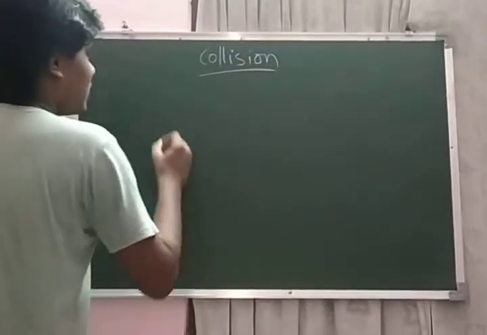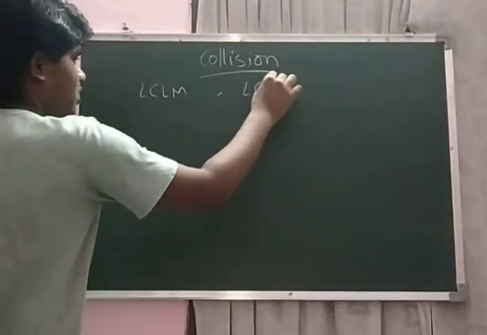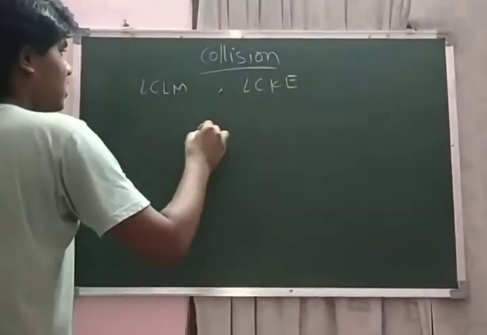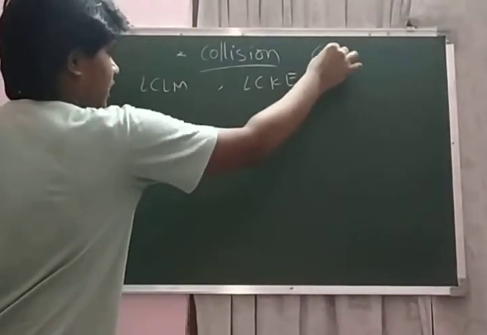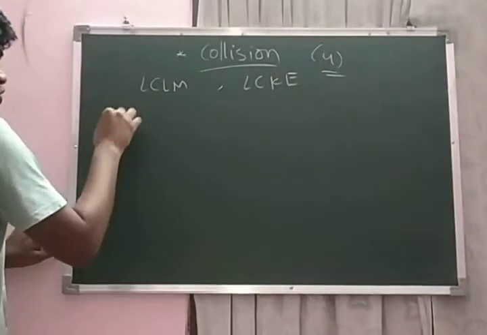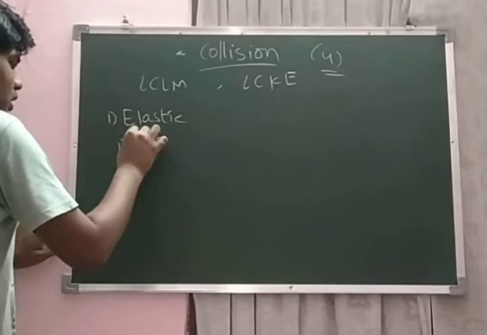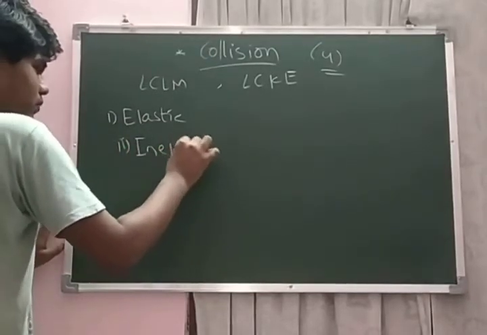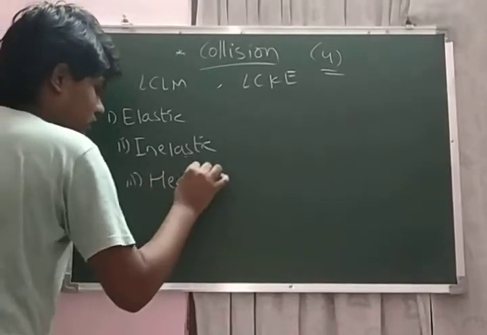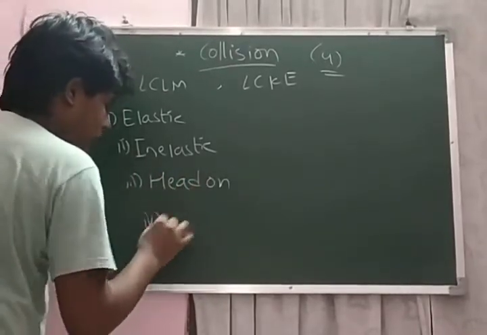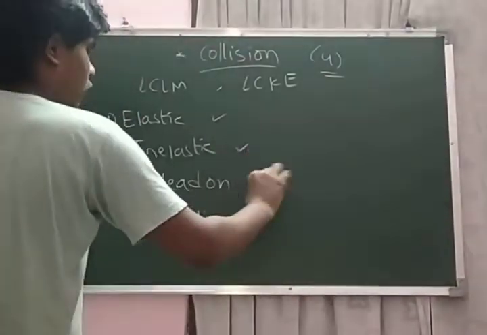In the previous video, we learned about the law of conservation of linear momentum, and in the same way, the law of conservation of kinetic energy. But in this video, we are going to learn about the types of collisions, and there are 4 types of collisions. The first one is elastic collision. The second one is inelastic collision. The third one is head-on collision. And the fourth one is oblique collision. So we can learn about these 4 collisions now.